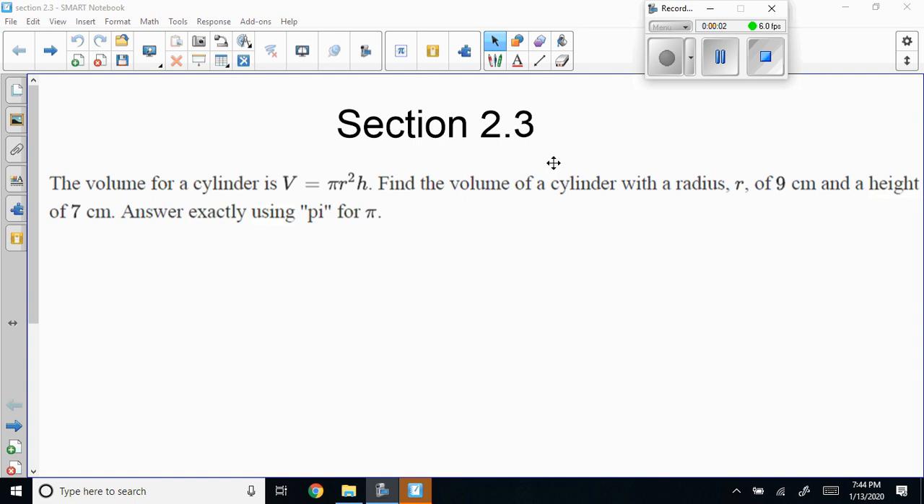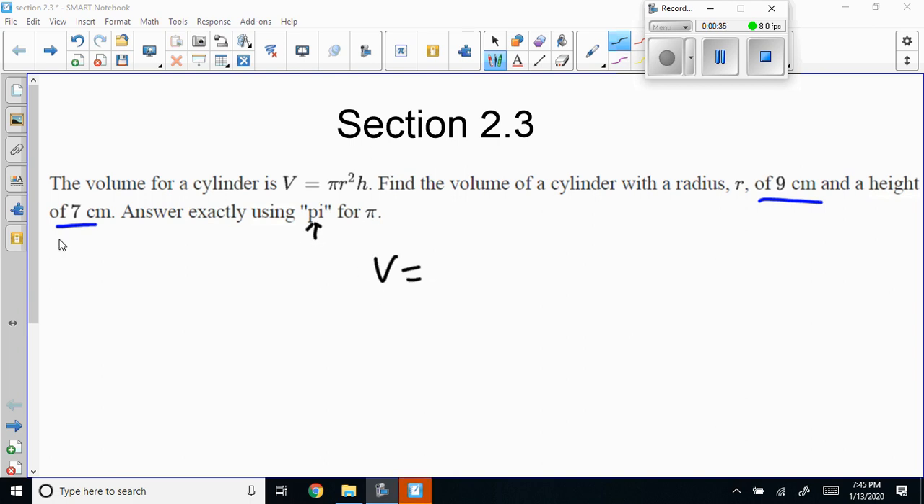Chapter 1, section 2.3, which is actually section 4, right? So in this, we're going to do word problems. The first one: the volume of a cylinder is pi r squared h. Find the volume of a cylinder with a radius of 9 and a height of 7. We tend to refer to these as chugging plugs for some of these word problems that we're going to be dealing with. Okay? So answer exactly using the word pi for pi.